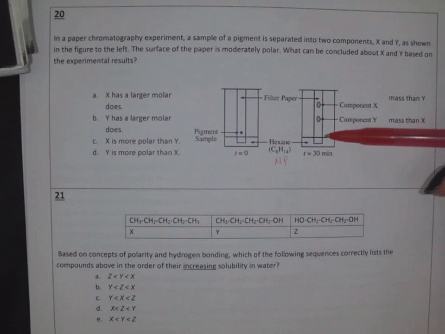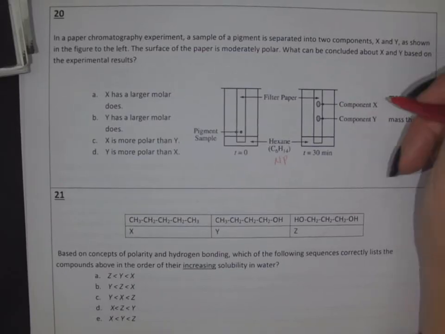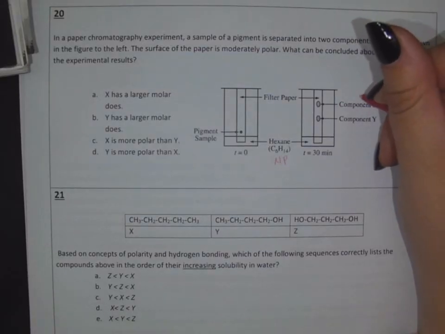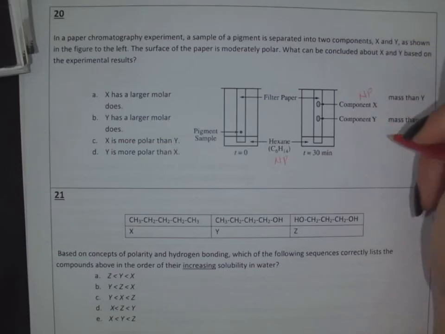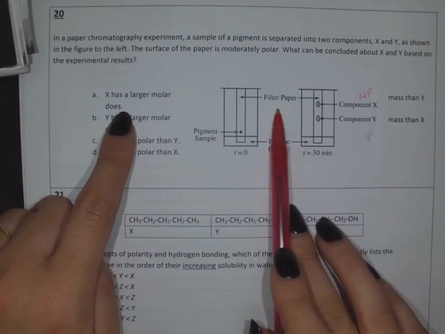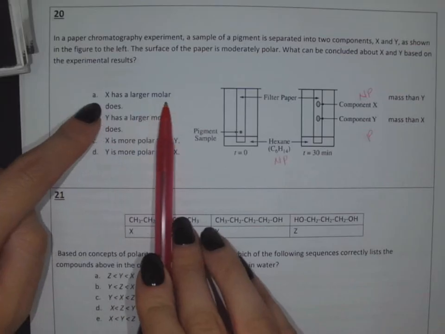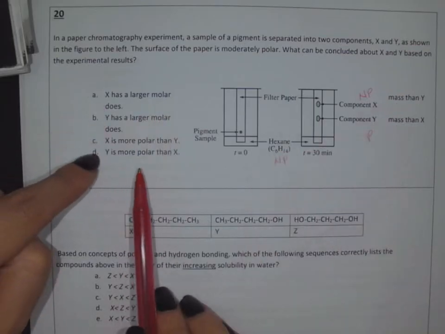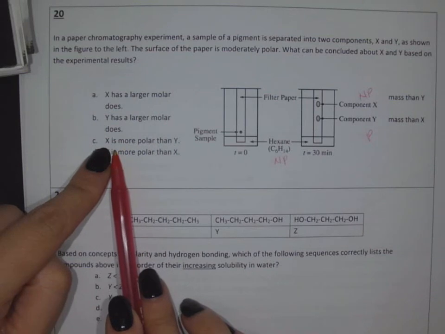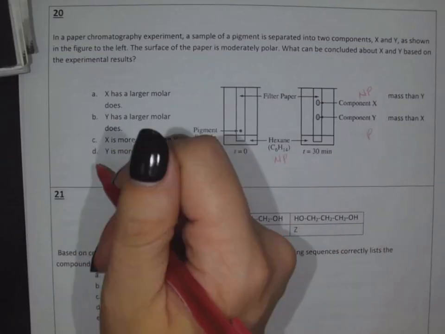So then as it was traveling up the paper, X traveled way more than Y did. So that means that X is more similar to the liquid, the hexane. So X is probably nonpolar and Y is probably polar. Okay. The answer options are kind of pulled over here. I'll try to fix that before I print it for you guys. So let's see. X has a larger molecular mass, so that doesn't matter. X is more polar than Y. Nope. Y is more polar than X. D.